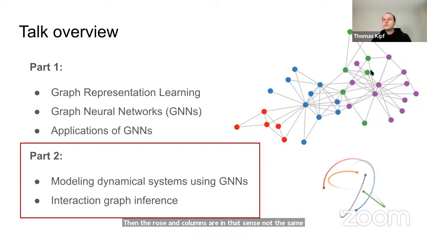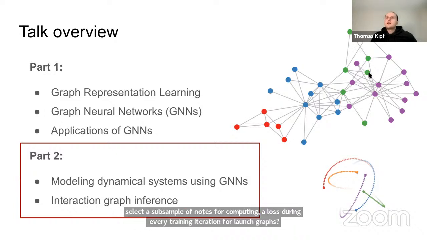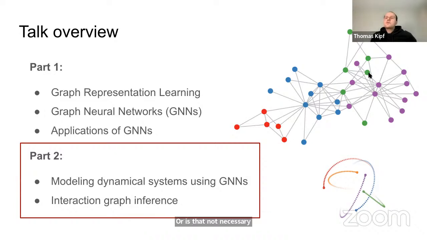And the last question is, does it make sense to select a subsample of nodes for computing a loss during every training iteration for large graphs, or is that not necessary? That is a very, very good question. If you have very large graphs, this is in fact what you should do. Because if you don't, you would have to fit the entire graph, at least the number of nodes and all their features, in memory. That can become impossible if you have a very large graph. So this is a really good point.